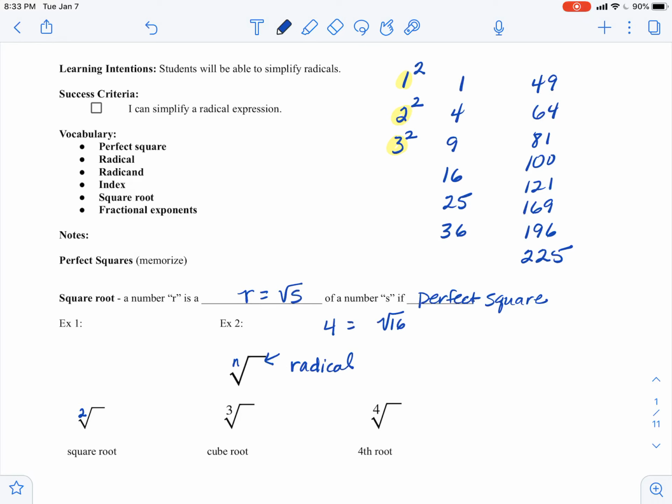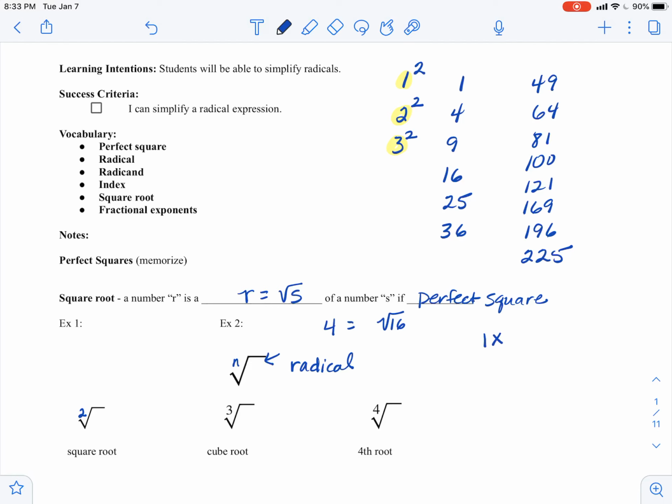That's very similar to if we have x, we know that that means 1x, but we don't put the 1 out in front. It's not wrong. The same way over here, if you put that 2, it's not wrong, but it is not necessary. If you have the cube root, it would be a 3, and a fourth root, it would be 4.